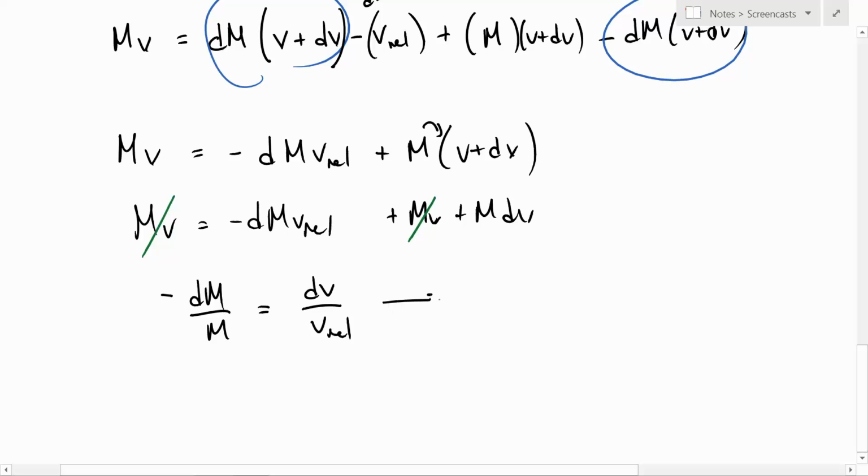What your book does instead is they say, alright, so we have minus dm, oops, hold on, this should not be minus, that should be positive. Minus signs, they'll come for you. So we have dm v relative equal to m dv. And they're going to take a time derivative of both sides. Kind of. So they're going to say we can just do this.